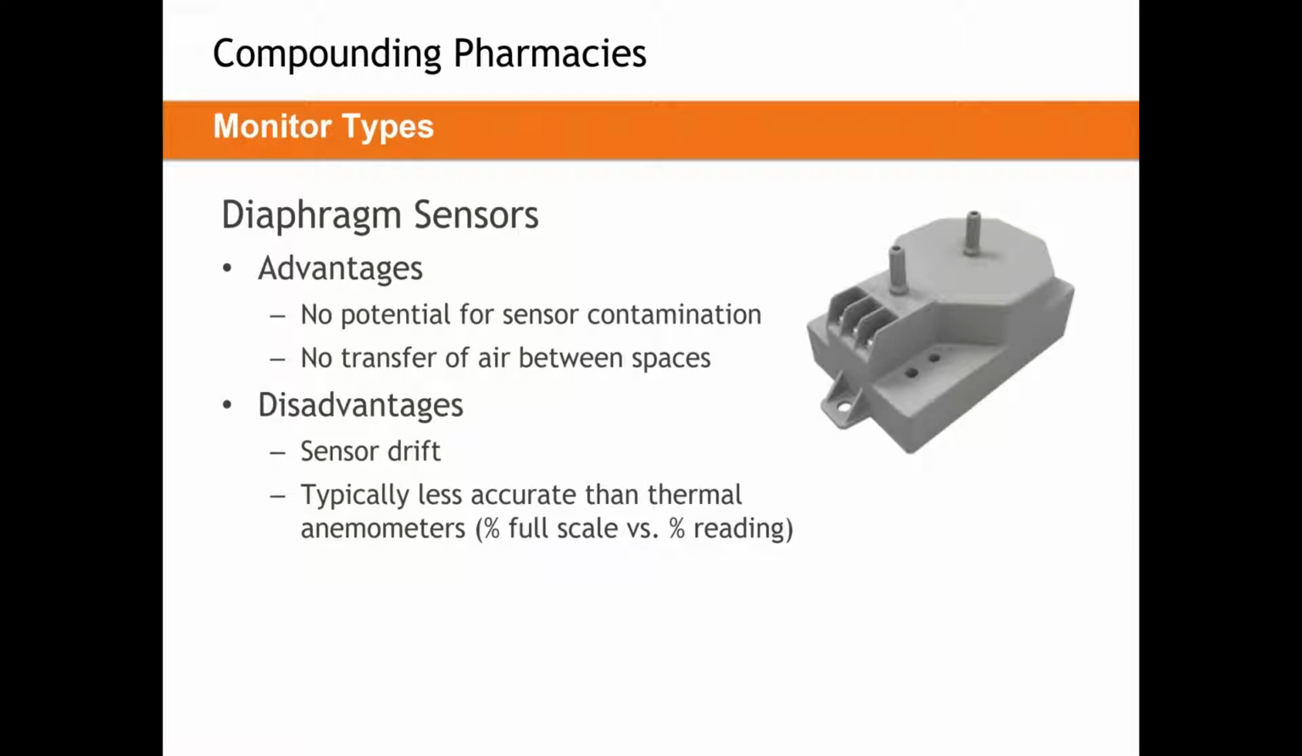Now the downsides to this is they may drift over time. They may come with an auto zero function to help eliminate that. But over time, that diaphragm may stretch or change physically, and we need to recalibrate them. So this is where the maintenance cycle becomes associated with them. They are also typically not as accurate as other technologies we're going to talk about. As far as room pressure monitoring goes, they are typically accurate enough for these applications.